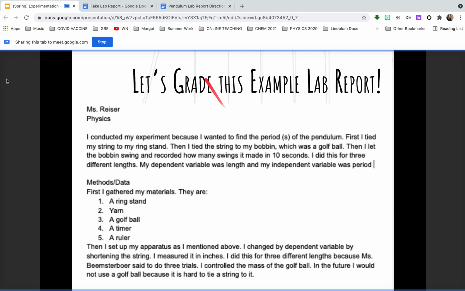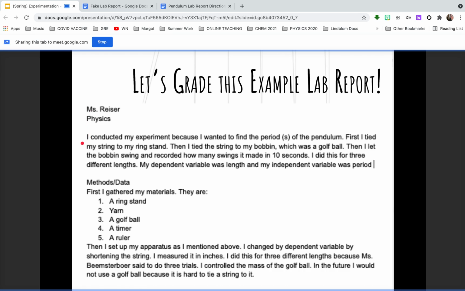Okay, so first of all, she wrote her name, Ms. Reiser, and then physics. And actually, I think this is supposed to be from the point of view of a student who has Ms. Beamsterboer, because it mentions Ms. Beamsterboer in here. So, Ms. Reiser, physics.